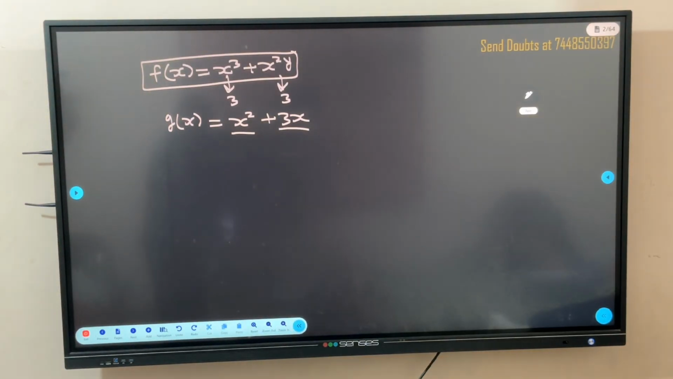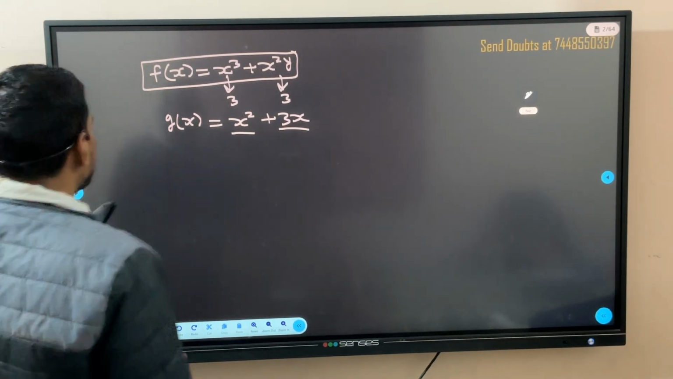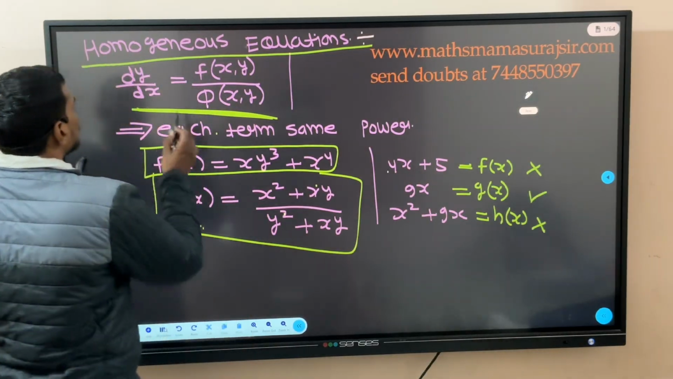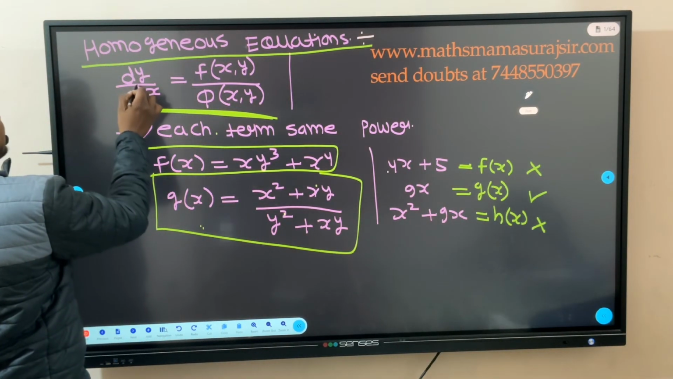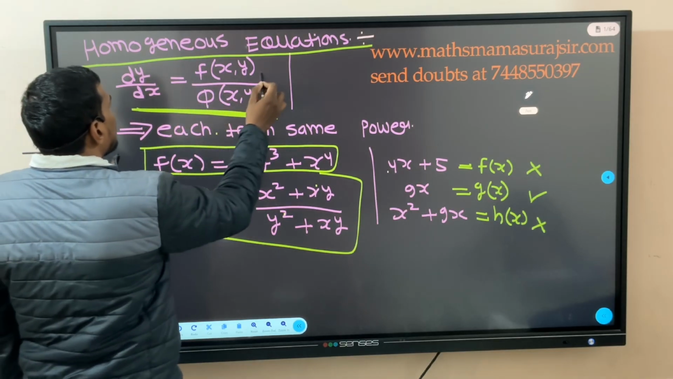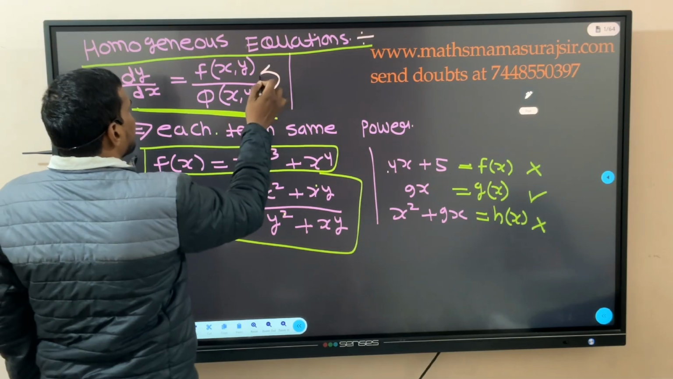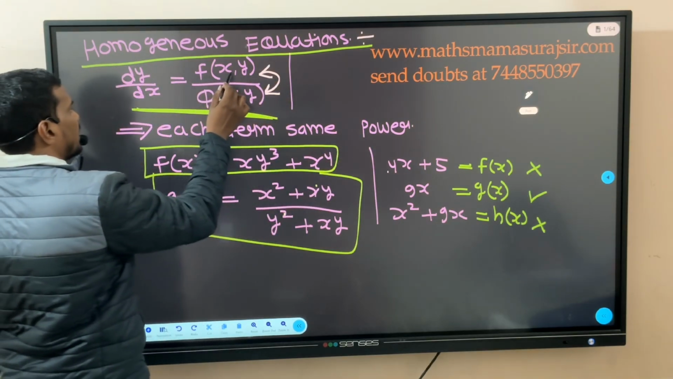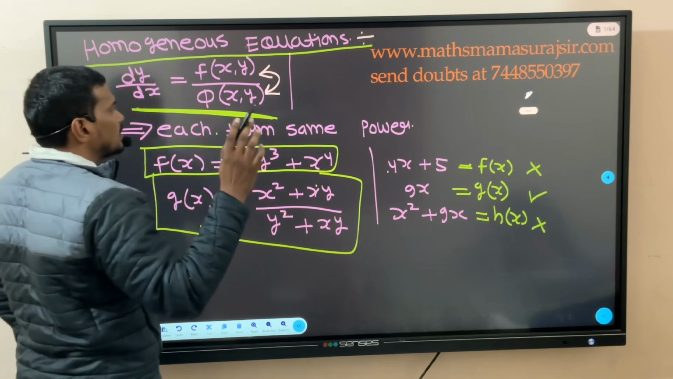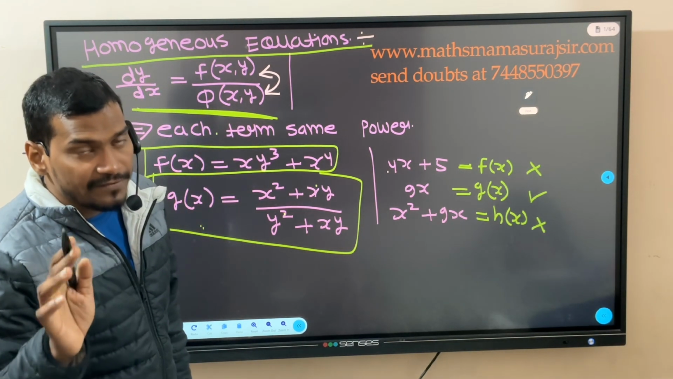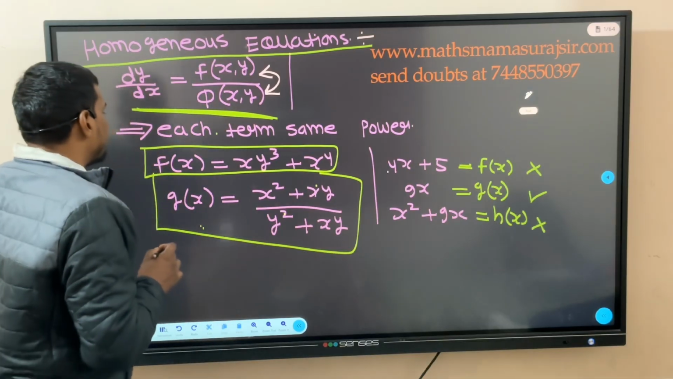Alright, so see students, homogeneous means same power. So if we have been given dy by dx equal to f of x, y by phi of x, y, where both have the same power, each term has the same power for f also and phi also, then we will say it is a homogeneous type of differential equation. See very carefully.